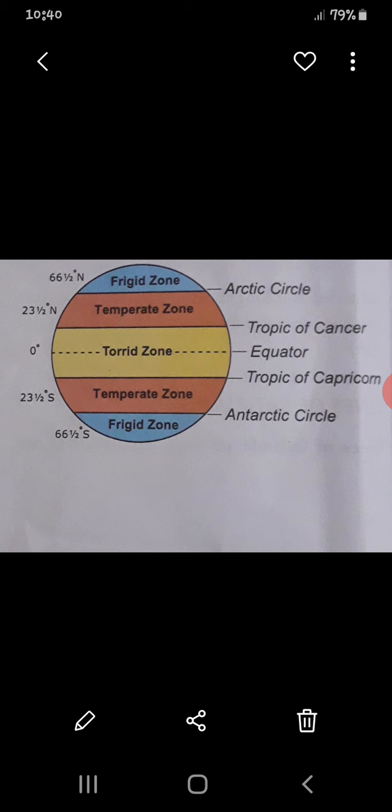Then you have the third one, that is the frigid zone. What is a frigid zone? Again, the angle of the sun's rays keeps decreasing, I told you, as we move towards the poles. So the latitudes between the Arctic Circle and the North Pole in the northern hemisphere, and between the Antarctic Circle and the South Pole in the southern hemisphere, get very, very little solar energy. So these regions are very cold and are therefore known as the frigid zone or polar regions. I hope that much is clear to you.